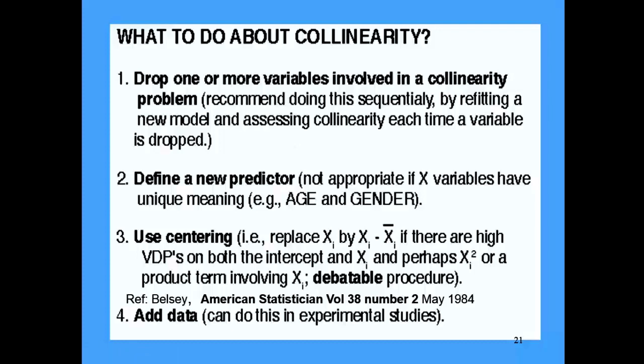Another thing you could do is define a new predictor. If you think two variables are very highly correlated, and those two variables make some sense, like what if it turns out the two variables didn't involve interaction? One was weight and the other was height. And they were highly collinear. So if you put them both in the model, the model would be unstable. How could you get around that?